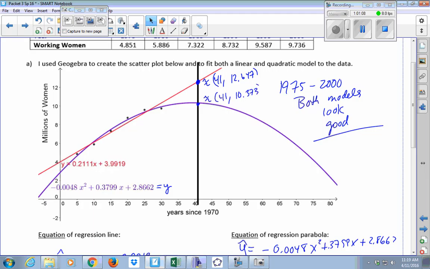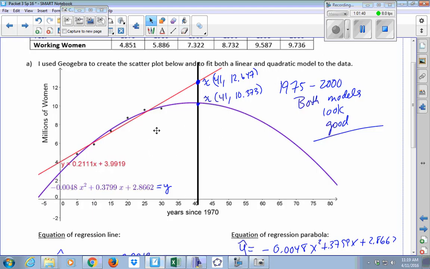Okay. So the question is, which of these models do you think may be more accurate? We notice that both models are very close to the actual data up to 2000. But now we're going out into the future. Remember, going beyond your data set, it's called extrapolation. We are extrapolating. And it's always dangerous territory when you get too far beyond your data set. Okay, so all I know is that I'm looking at the trend here.